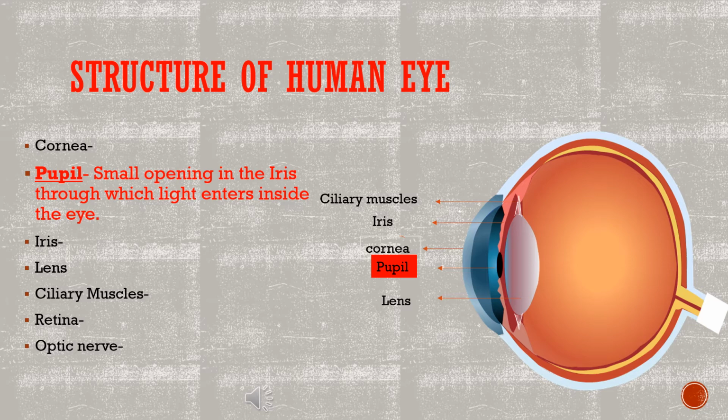But dust particles will not enter into it, because we have a covering called cornea. Cornea is protecting our eye from dust particles, whereas the pupil is the small hole through which light is entering into our eyes.